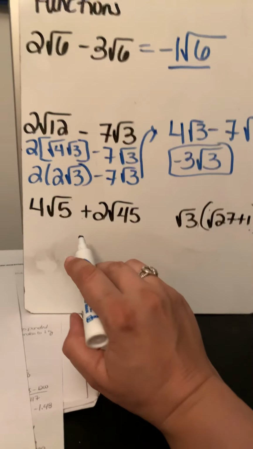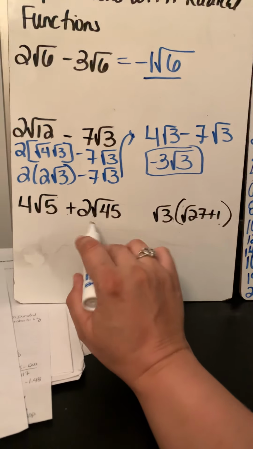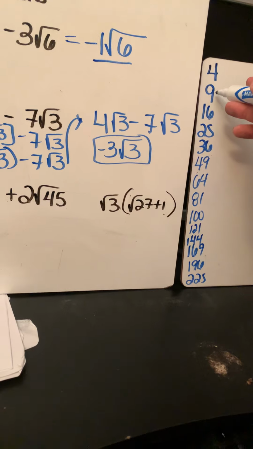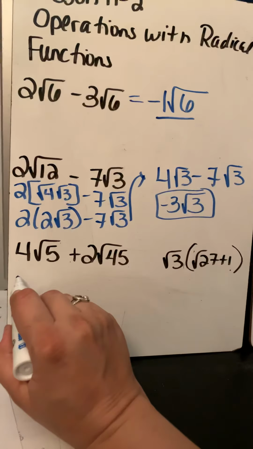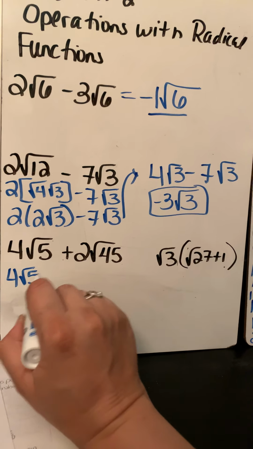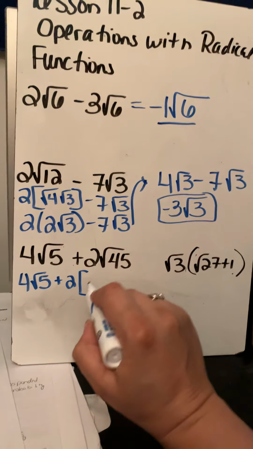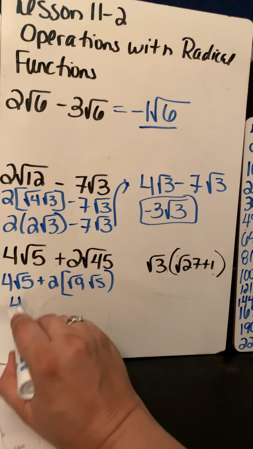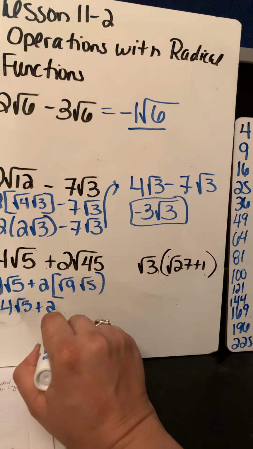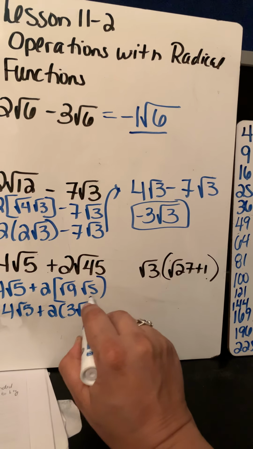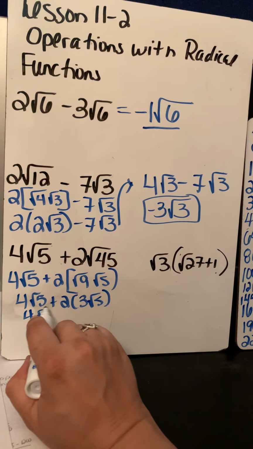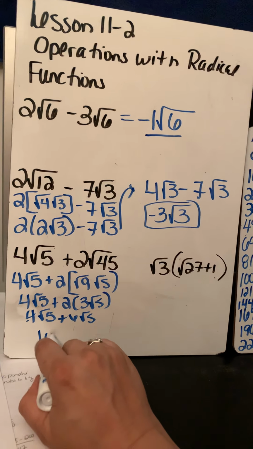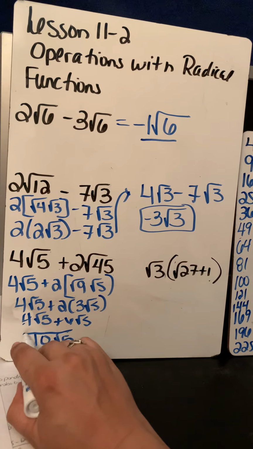This one here, same thing. I can't break that one down further, but I know I can break this down, and the perfect square that goes into 45 is 9. Goes in 5 times. So I'm going to rewrite this as 4 root 5 plus 2, I'm going to put my brackets, root 9 root 5. Well, what's the square root of 9? 3. So I got 4 root 5 plus 2 times 3 root 5. Well, what's 2 times 3? 6. What's 4 plus 6? 10. My answer is 10 root 5.